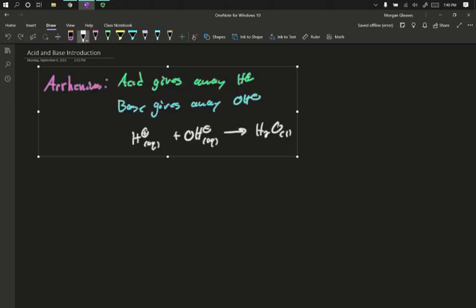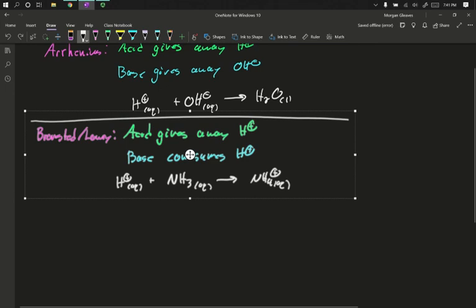Well, let's start with our first definition. Our first definition is the Arrhenius definition. An Arrhenius acid is any molecule that can give away H+. An Arrhenius base is any molecule that gives away OH-. The reason for this is that the simplest acid-base reactions involve H+ and OH-. They react with each other and they form water. This doesn't really cover everything, though, because next up was the Bronsted-Lowry definition.